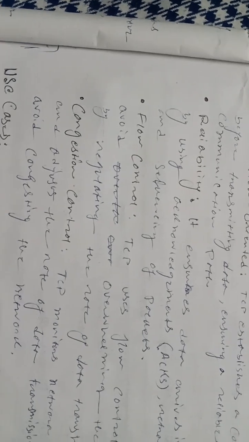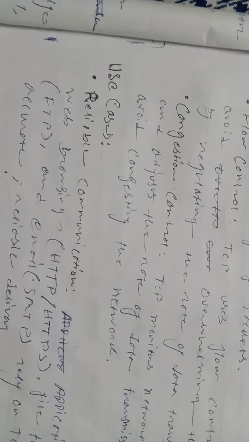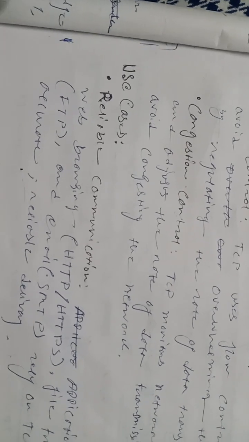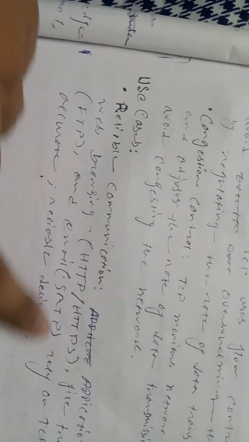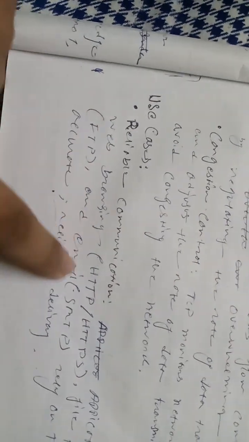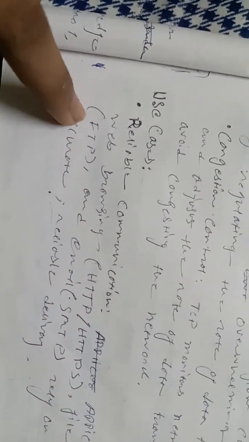So in the reliability feature, we saw that it ensures data arrives using acknowledgement, retransmission, and sequencing of packets. Flow control: TCP uses flow control to avoid overwhelming the receiver by regulating the rate of transmission. And congestion control: TCP monitors network traffic and adjusts the rate of data transmission to avoid congesting the network. Then use cases, reliable communication. Applications like web browsing, HTTP, HTTPS, file transfer, FTP, and email, SMTP, rely on TCP for accurate, reliable delivery.